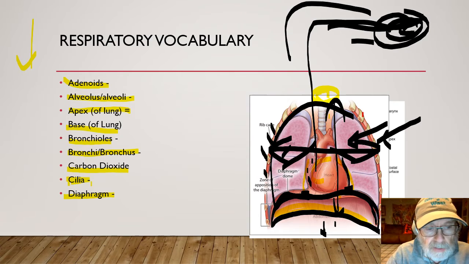Okay, so anyway, that's the diaphragm. The diaphragm is really important because of that.